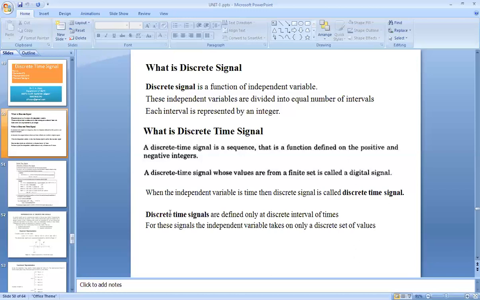When the independent variable is time, then the discrete signal is called a discrete time signal. The discrete time signals are defined only at discrete intervals of time. So for this signal, the independent variable takes on only a discrete set of values. Remember the definition: discrete time signals are defined only at discrete intervals of time. We will go through it one by one.